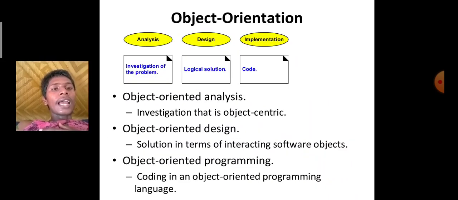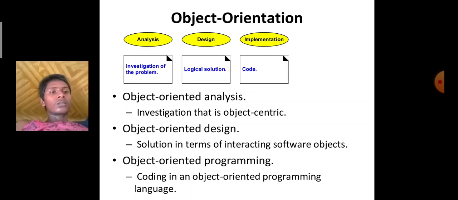Object orientation: analysis, design, implementation. Analysis means investigation of the problem. Design means the logical solution. Implementation means code. Object oriented analysis is investigation that is object centric. Object oriented design is a solution in terms of interacting software objects. Object oriented programming is coding in an object oriented programming language.